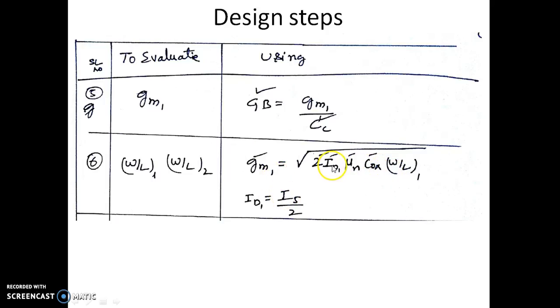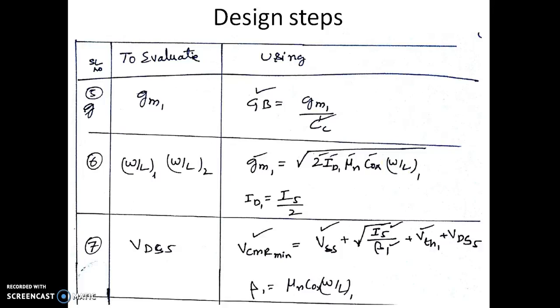So this ID1 is actually half of the I5. So we know I5, we know mu and Cox, we know GM1. So we can easily estimate the value of WL of 1, which is equal to WL of 2. Once we are through with the dimensions of MOSFET 1 and 2, next it is time to estimate the value of VDS5, that is the saturation voltage of the fifth transistor.